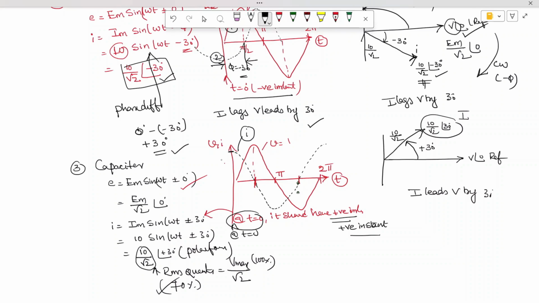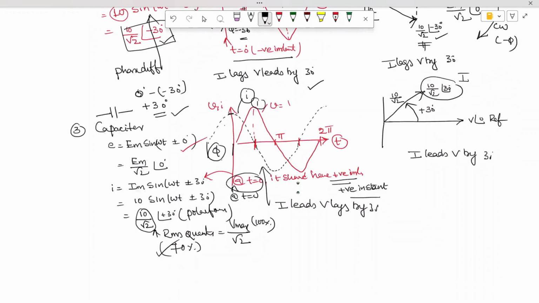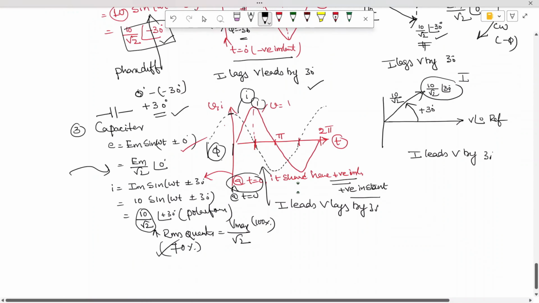Here also you can see the waveform has already started somewhere else. The angle it travels is plus φ. So this is the reference, and the waveform has already started. Therefore I can say current leads, voltage lags, by 30 degrees. This is how we can draw the waveform, and this is valid in the case of a capacitor.